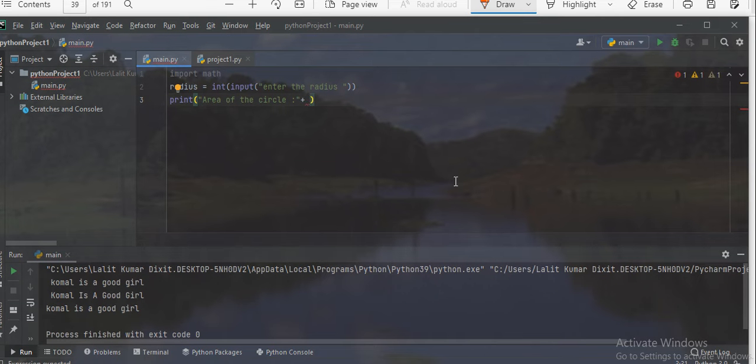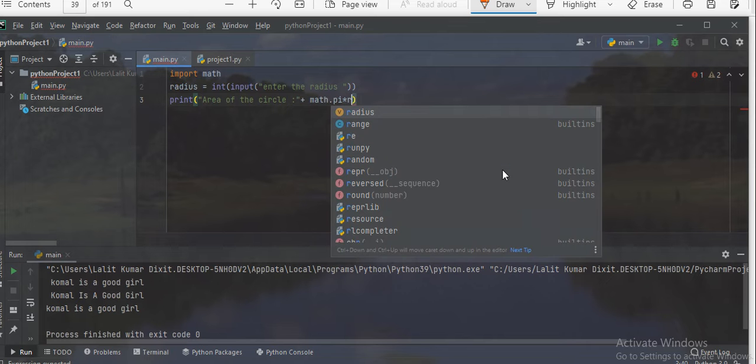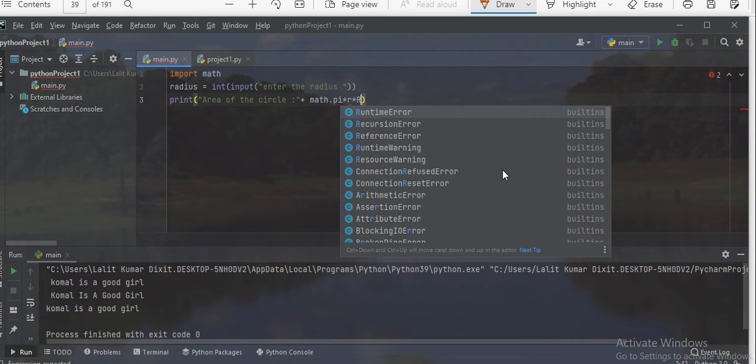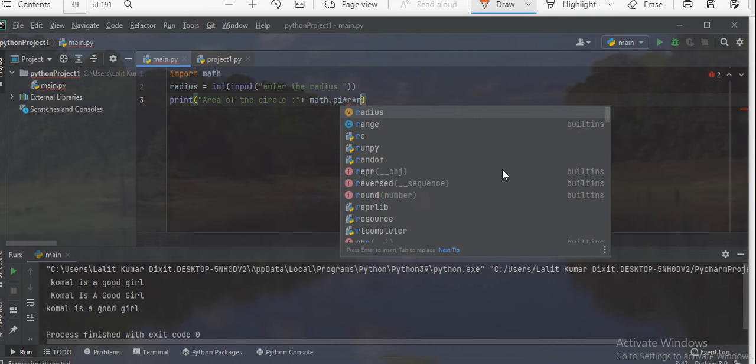Now this plus here means concatenation, meaning area of the circle will be written as it is, and then the value I am getting here will be written, right? So here pi, math dot pi into r square. So I will write here r into r, sorry, r. So it will give you r square, right?